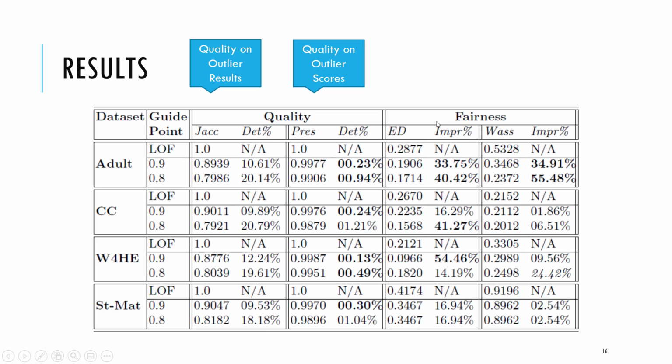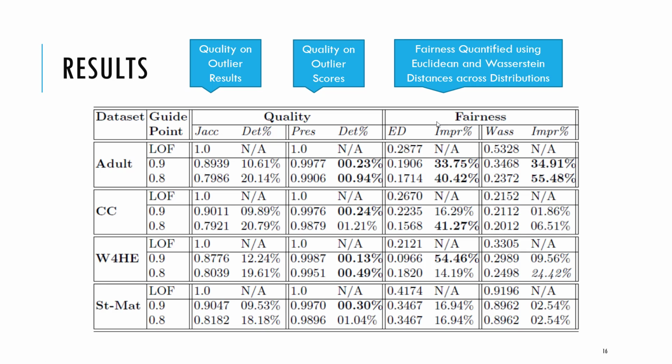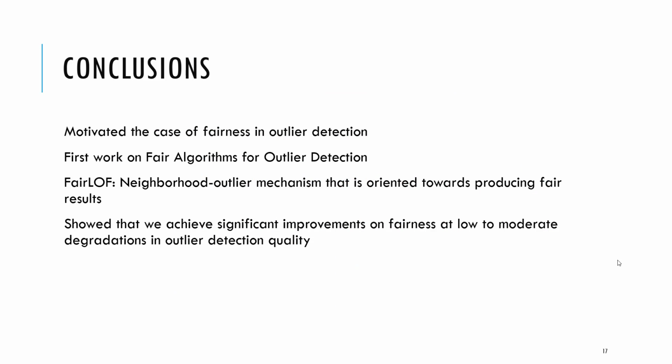When you look at the fairness metrics as measured using Euclidean distance and Wasserstein distance, and this is what is used in order to quantify fairness using these proportions over sensitive attribute groups, you can see that there is a big jump in many of these fairness measures. There are high numbers such as 54, 55, etc., and there are reasonably small numbers as well, but they are very few. Most of them, on an average, you get much higher improvement in fairness as compared to the quality deterioration that you get over the LOF results.